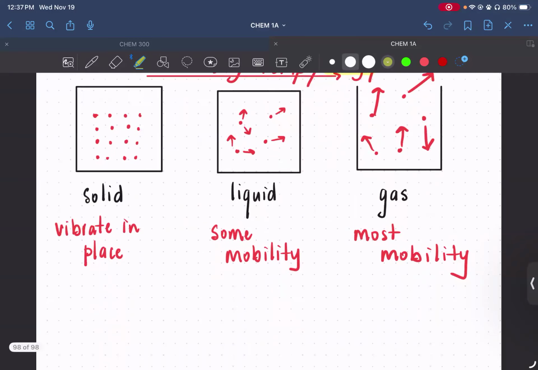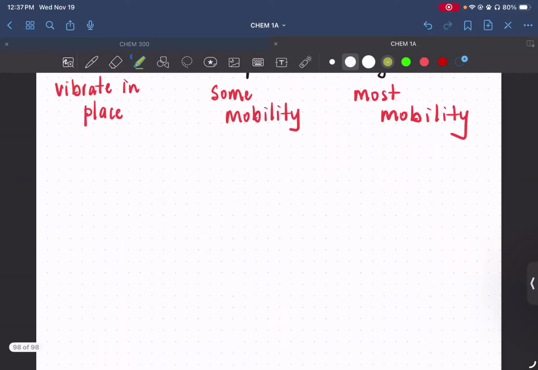Okay. That at least sets up our discussion so we understand where we're coming from. This has just been mostly a recall. Let's talk now about intramolecular forces.